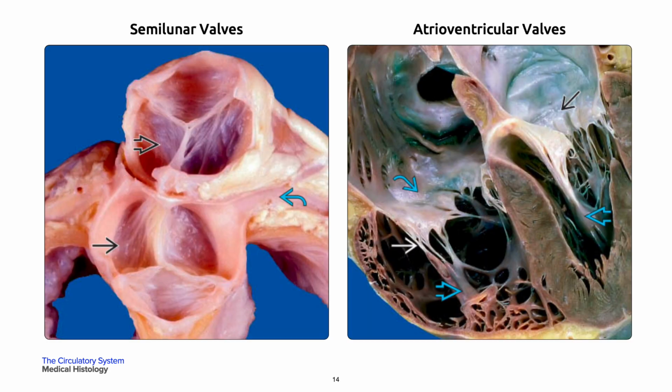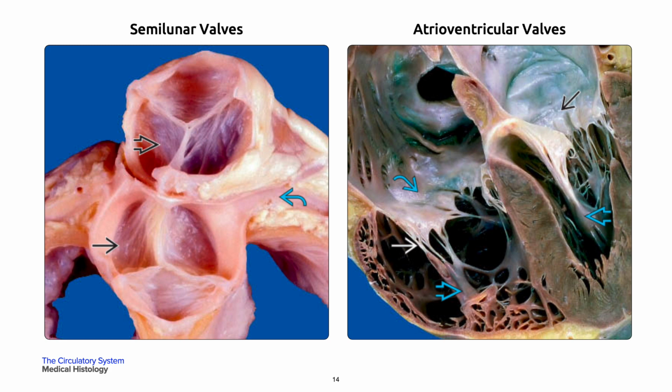Let's start with the image on your left. It shows the semilunar valves after removal of the great arteries. The pulmonary artery, in a bold black arrow, is anterior, and the aorta, in a single blue arrow, is posterior, with the right coronary, in a curved single blue arrow, branching from the aorta.